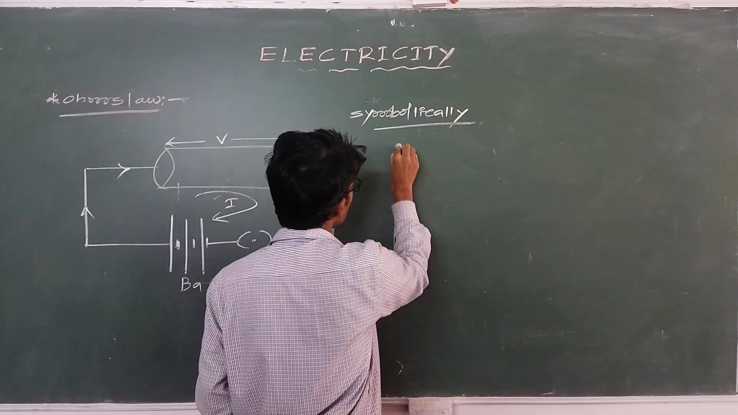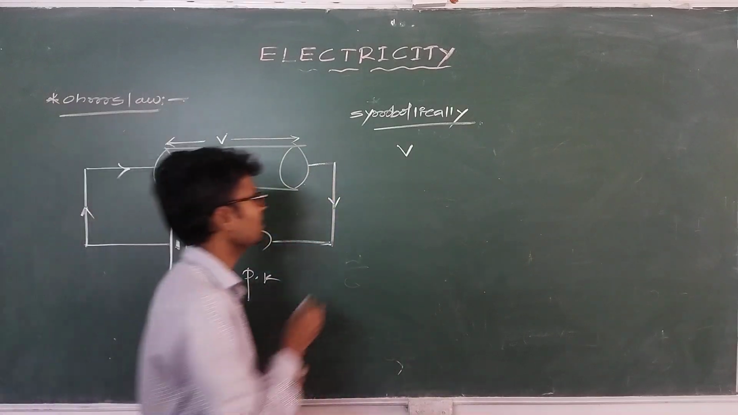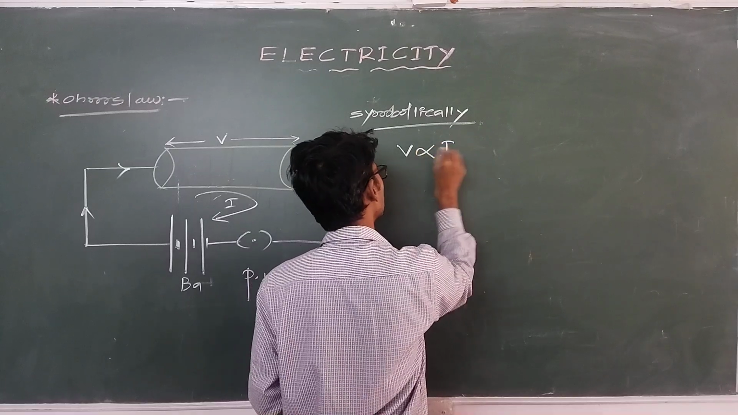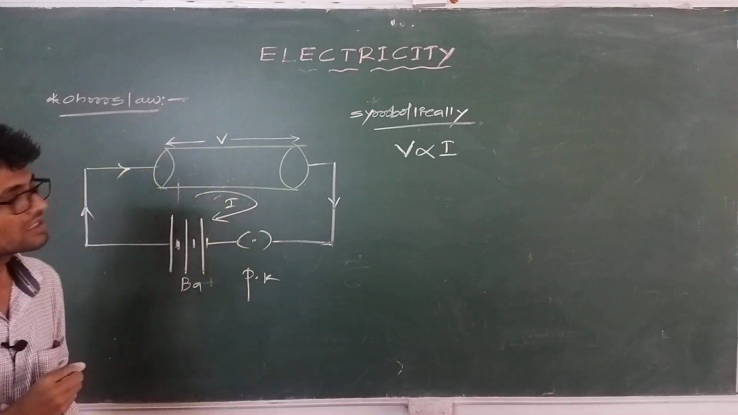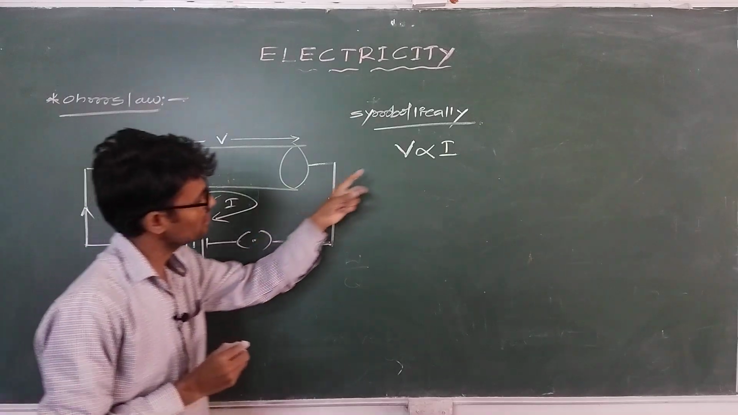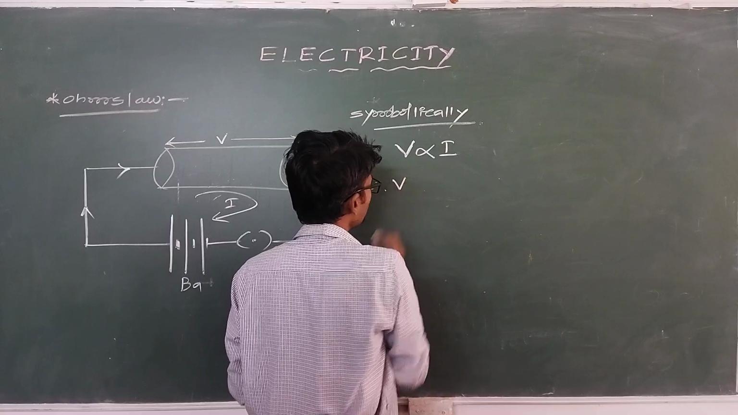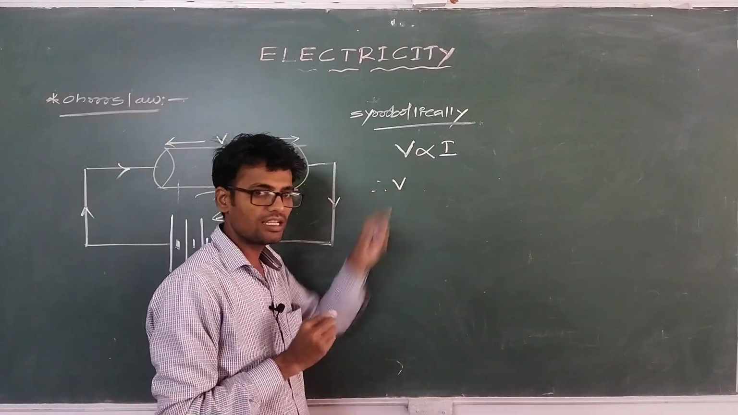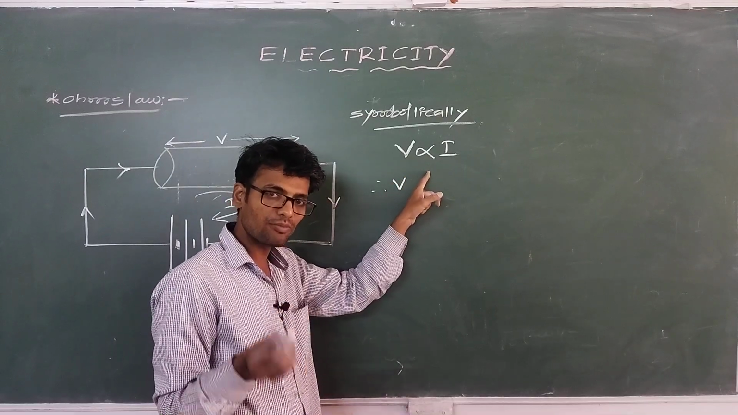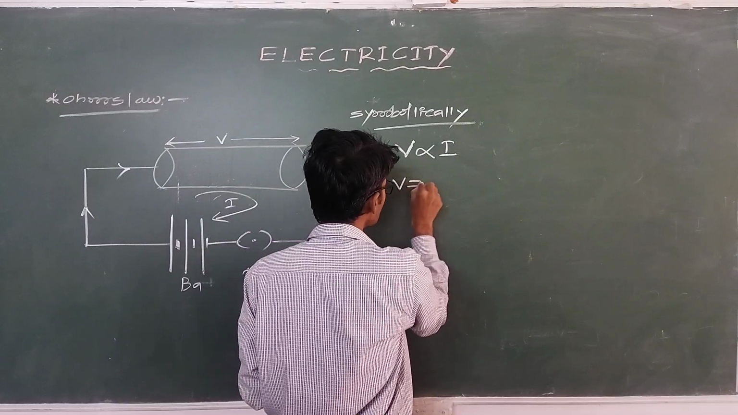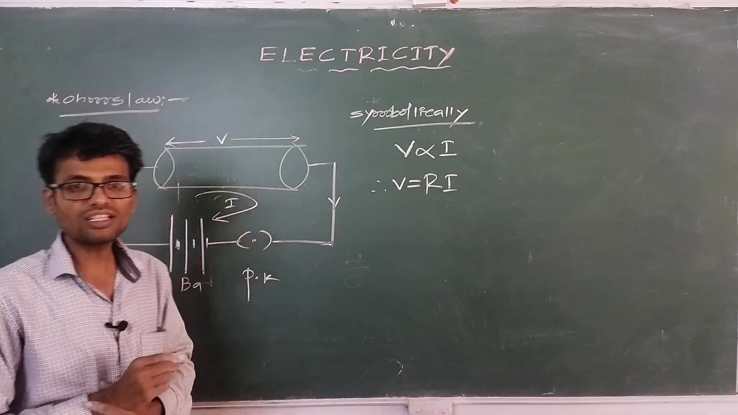So V, the potential difference between the ends of a conductor, is directly proportional to I. According to the statement, potential difference between the ends of a conductor is directly proportional to current flowing through it. So I'll write V as it is, and I'll remove the directly proportional sign, and in place of it, I'll write the proportionality constant R, and this R is known as the resistance of the conductor.